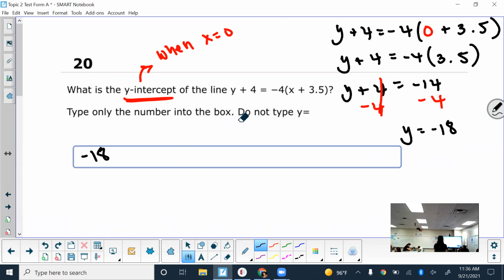It says here don't type y equals, so if you put y equals negative 18 in the box, you got it wrong. But on your test, it's on paper. I can figure it out if you put y equals negative 18. But that's all you have to do. What's your y-intercept? It's when x equals 0. Plug it in and solve. Any other ones that you guys had questions on from your test?